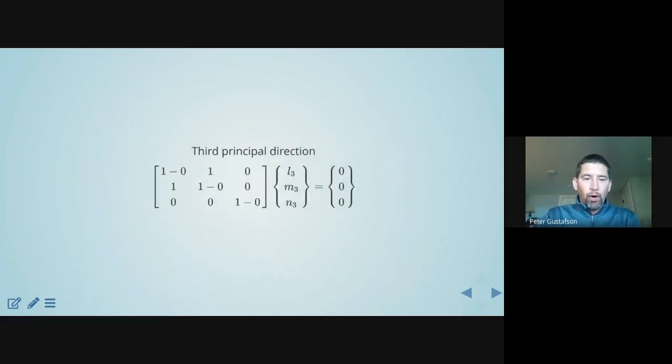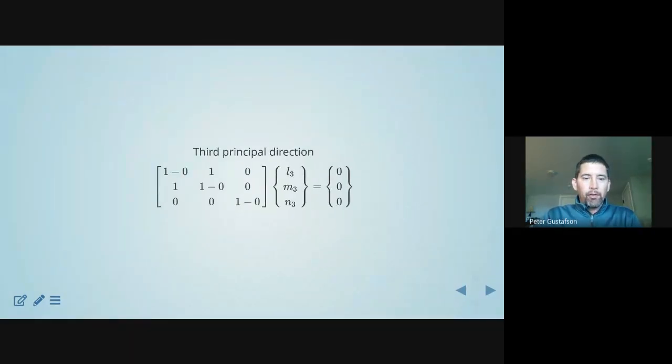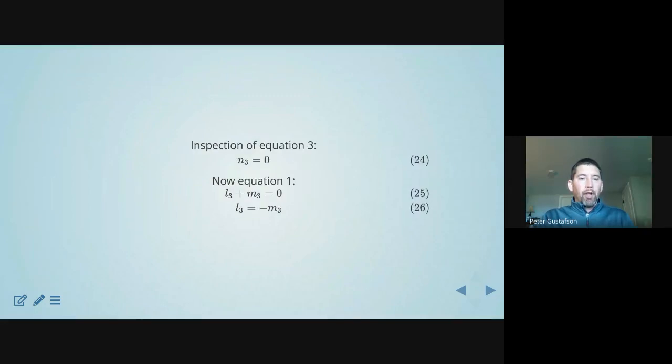Okay, so at risk of getting boring and letting you guys fall asleep, I will continue and do the third one for completeness, but we're going to move through it very quickly. The third principal stress was 0. Nevertheless, we still need to do the calculation. So here's the calculation. This looks, in fact, quite similar to the first calculation. It's a little bit different. We had some minus signs in the first principal direction calculation that we don't have here. But we can use the same process. Inspection of equation 3 showed us that N3 was equal to 0.